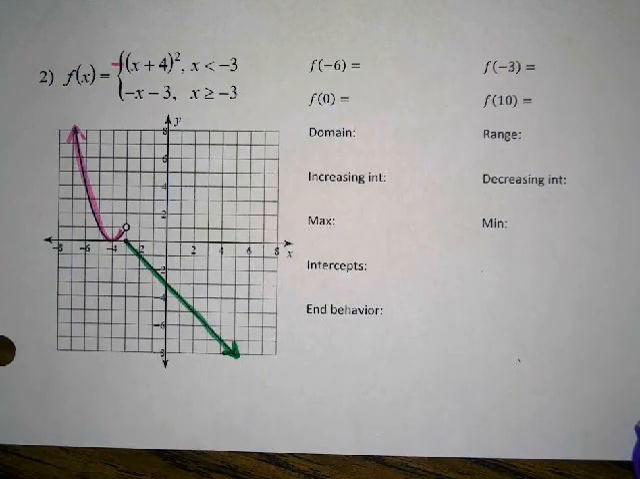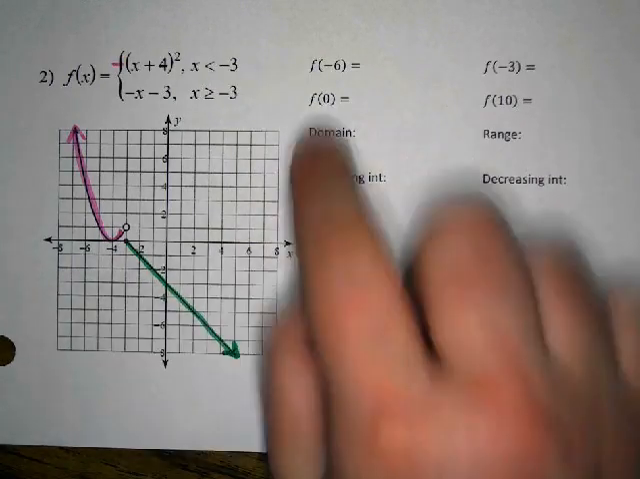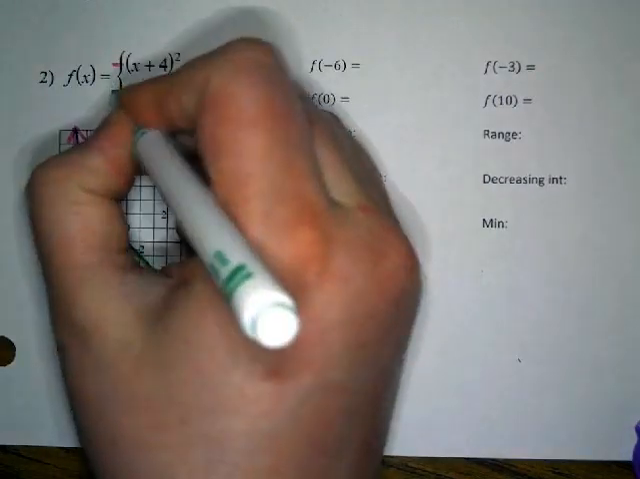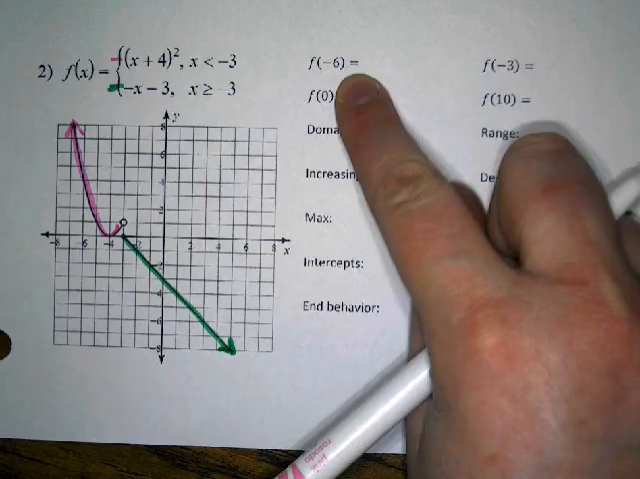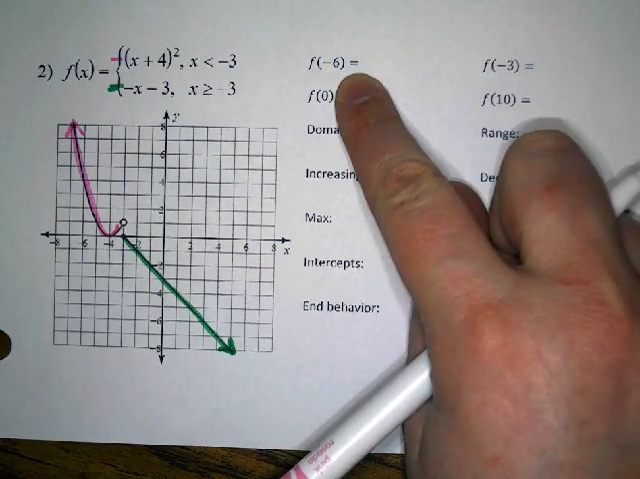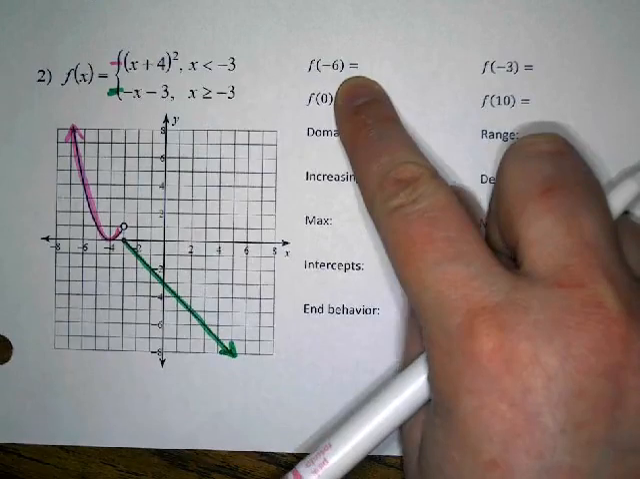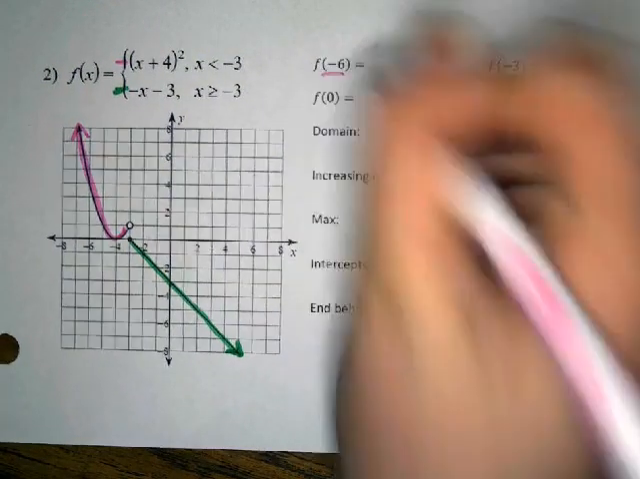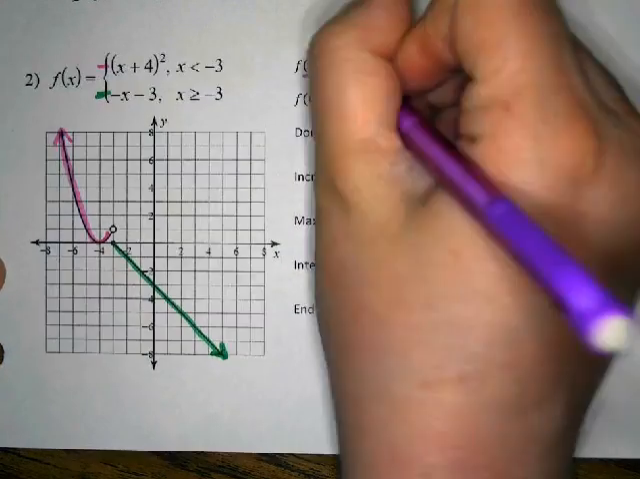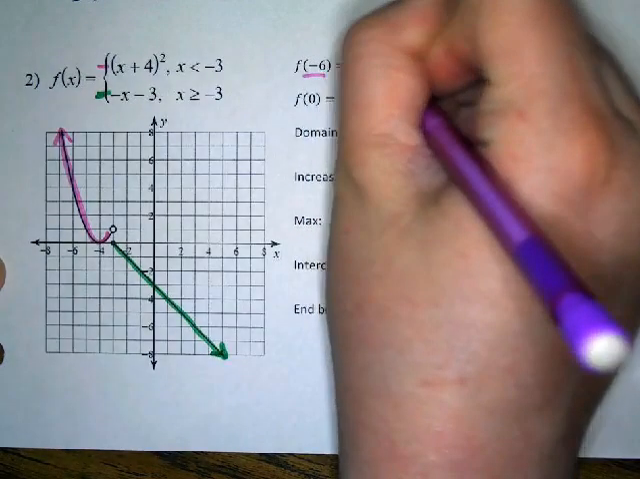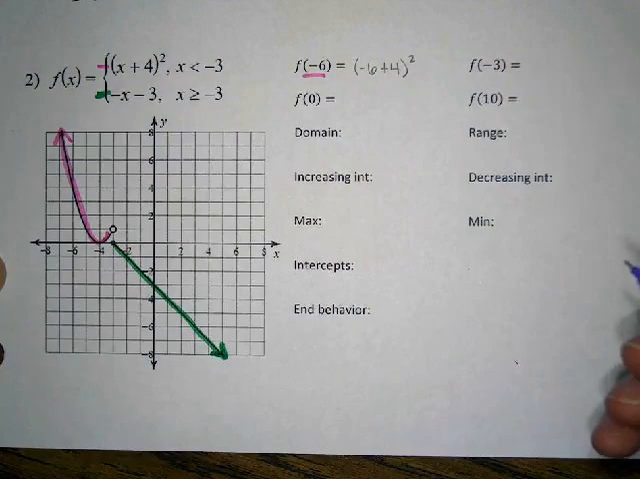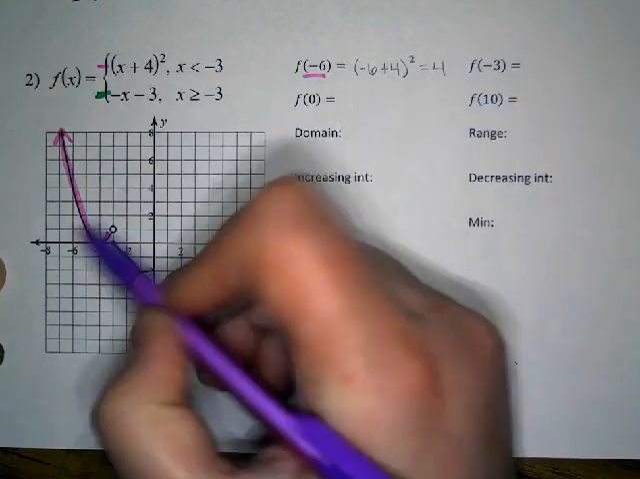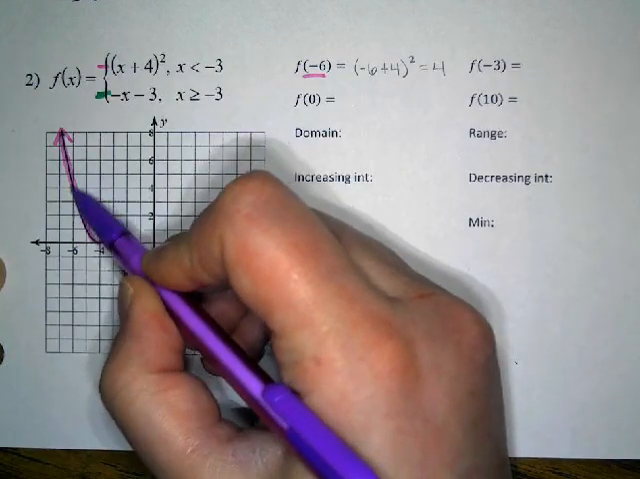Okay, so if we're plugging in -6, is that to the left of -3 or to the right of -3? To the left of -3. So we're going to do -6 plus 4 squared. What is -6 plus 4 squared? 4. And you can see that on the graph. -6 has an output of 4. So it equals 4.